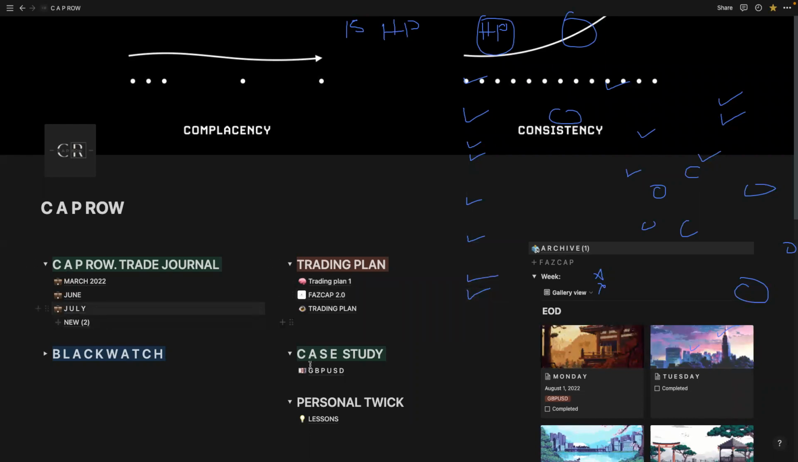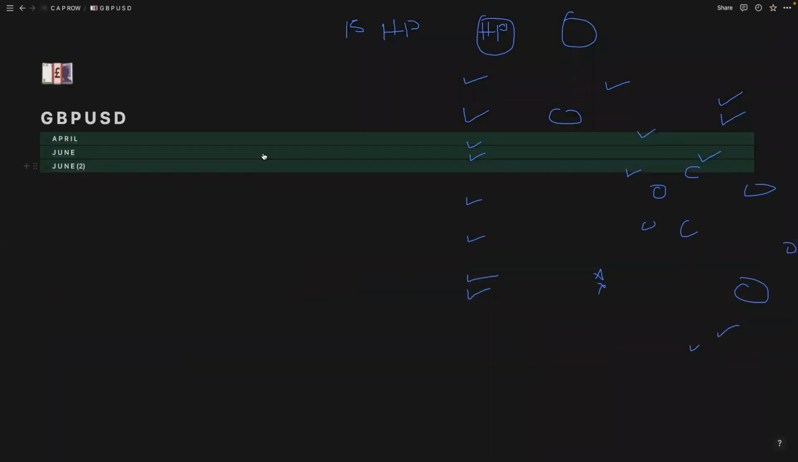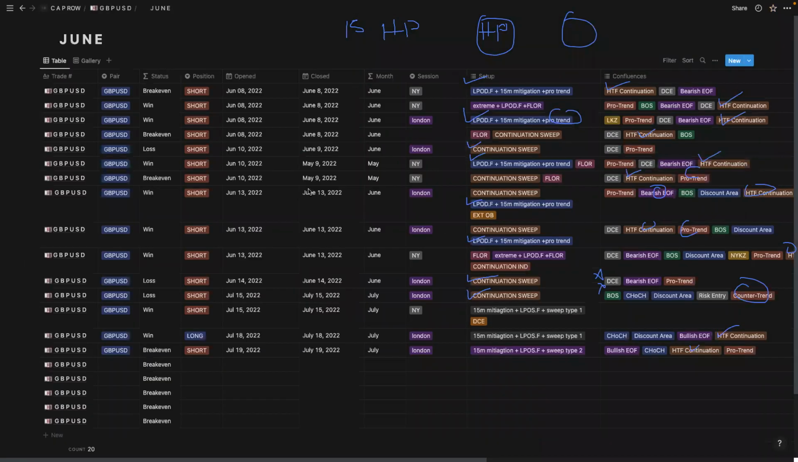So you can see this here. This is the confluence, this is the setup, this is how you create your trading plan. After creating your trading plan, you again go and backtest it. Just backtest each and every trade.